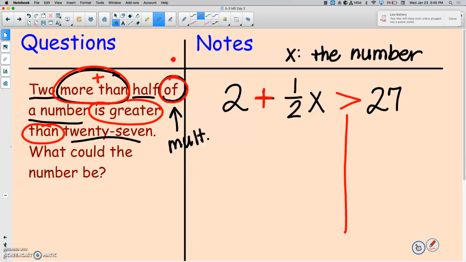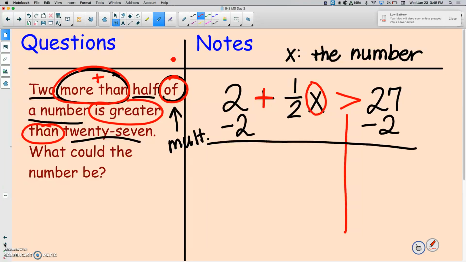Remember, when you're multiplying, like for the word of, when it's a number and a letter, you can just put them next to each other. You don't have to put a dot in between them. Now let's solve. So circle the variable. 2. I would need to subtract the 2 to cancel out the 2 because it's a positive 2. Then I bring down my 1/2 x, and 27 minus 2 is 25.